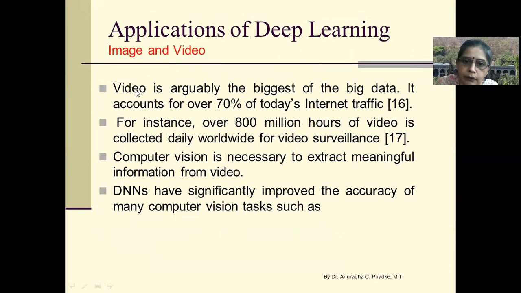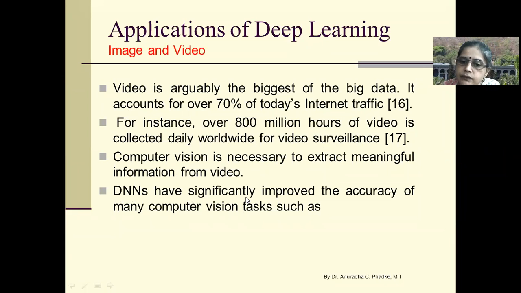So video is arguably the biggest of the big data. It accounts for over 70% of today's internet traffic. We can easily transmit and receive videos. So there are many applications with deep learning where you can process the video. Over 800 million hours of video is collected daily by worldwide video surveillance systems. Computer vision is necessary to extract meaningful information from these videos for various applications like surveillance applications.